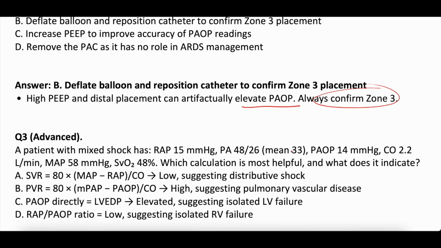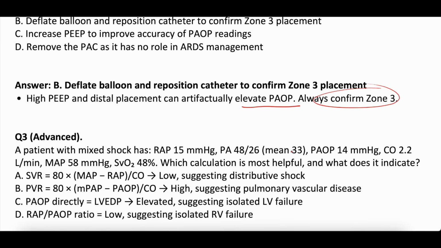A, SVR is most helpful, and it indicates that the SVR is low, suggesting distributive shock. B, pulmonary vascular resistance is most helpful, and it is high, suggesting pulmonary vascular disease. C, pulmonary capillary wedge pressure directly is most helpful, and it's elevated, suggesting isolated LV failure. Or D, the right atrial pressure to pulmonary artery pressure ratio is most helpful, and it's low, suggesting isolated RV failure.